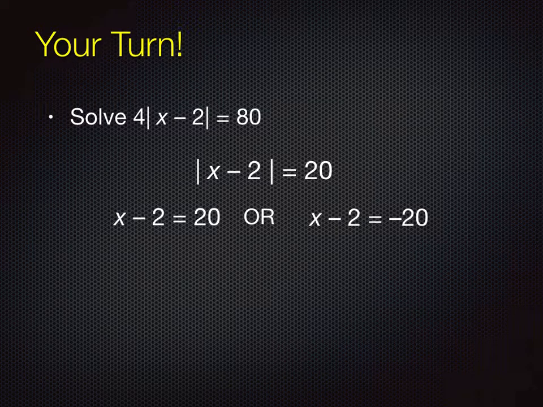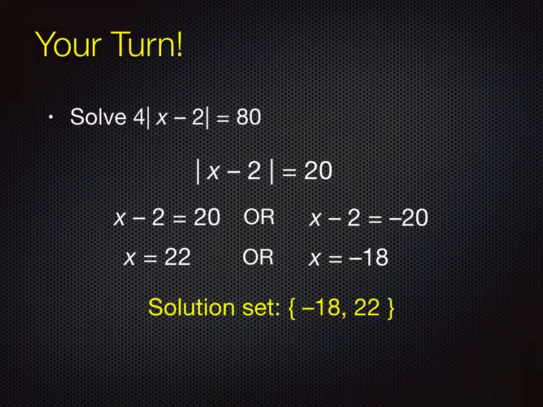We say x minus 2 equals 20 or x minus 2 equals -20. Add 2 to both sides. The solution set is -18 and 22.